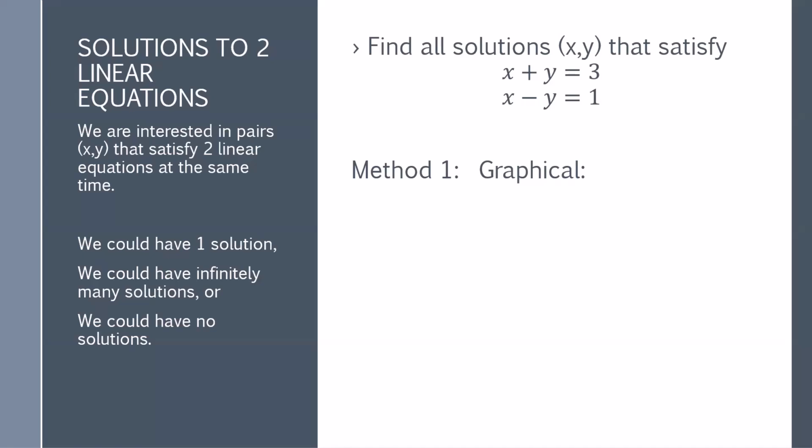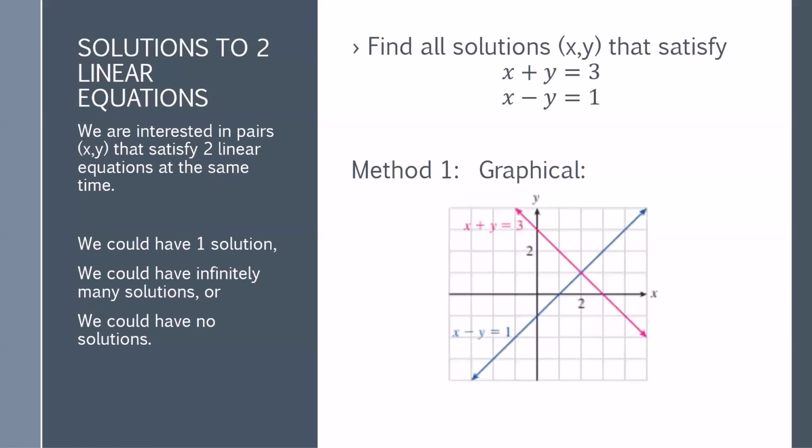So here's an example. Find all solutions x and y that satisfy x plus y equals 3, x minus y equals 1. The first method is the graphical method. Here we draw a graph of x plus y equals 3 and a graph of x minus y equals 1 and see where the two intersect. We notice that they seem to intersect where x equals 2 and y equals 1. And indeed, if we plug in x equals 2, y equals 1, we get x plus y equals 3 and x minus y equals 1.